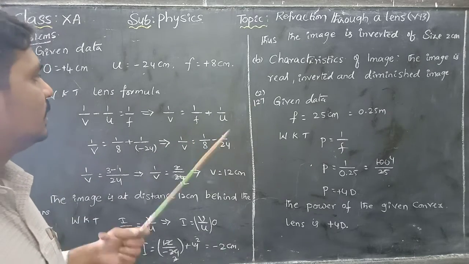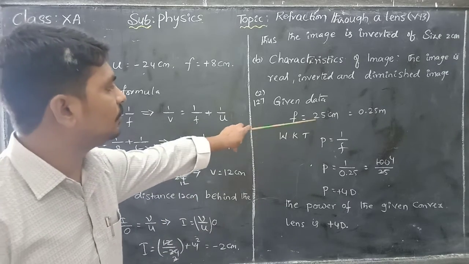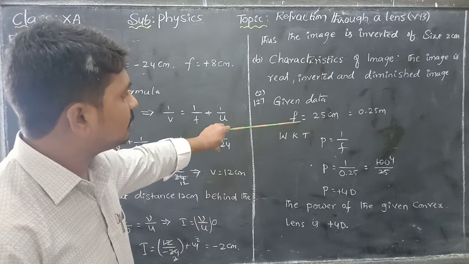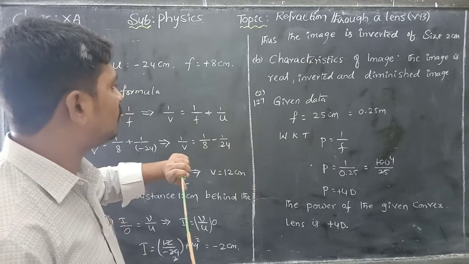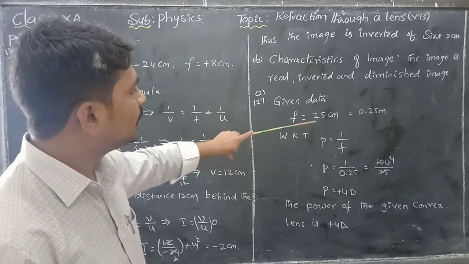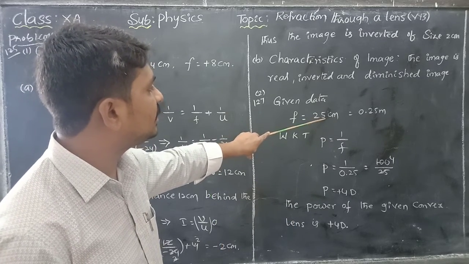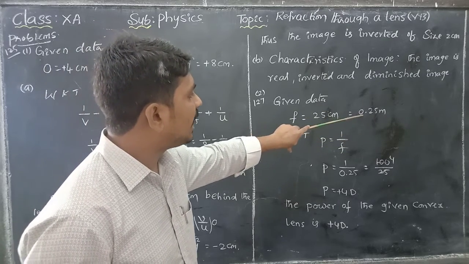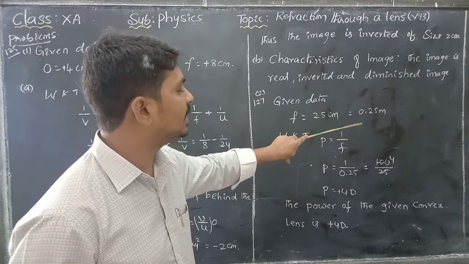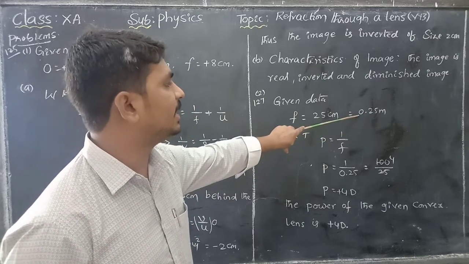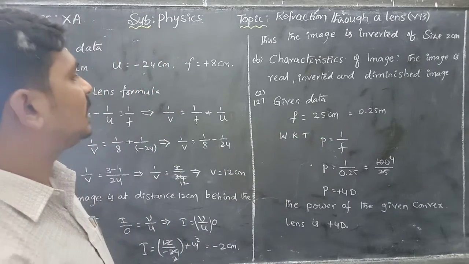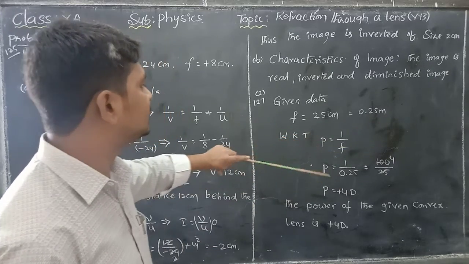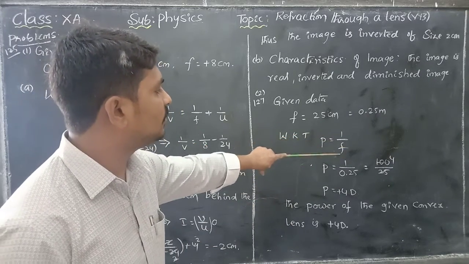Given that the focal length of the convex lens is 25 centimeter. Write the data and calculate the power. F equals 25 centimeters, which is positive for convex, so there is no need to mention the sign. I am converting 25 centimeter into meters, 25 into 10 to the power of minus 2 meters. The point shifts towards the left by 2 digits because we divide by 100, so 0.25 meters. We know that power equals 1 divided by F.